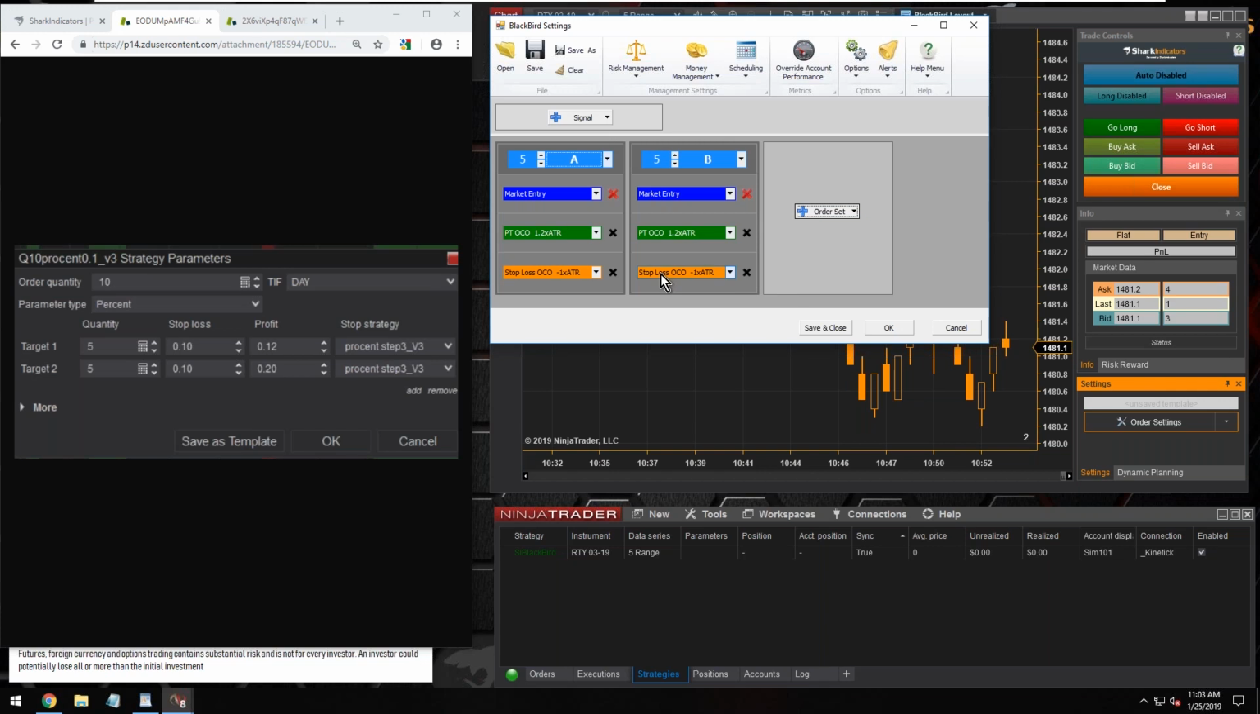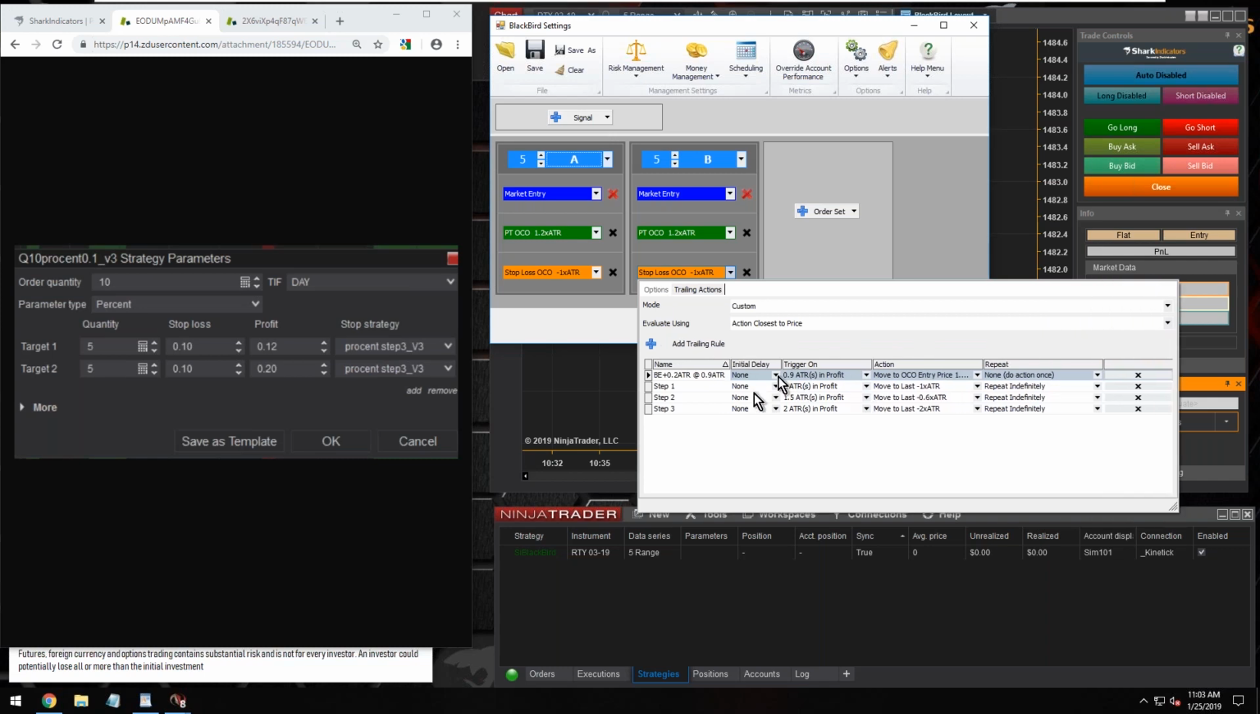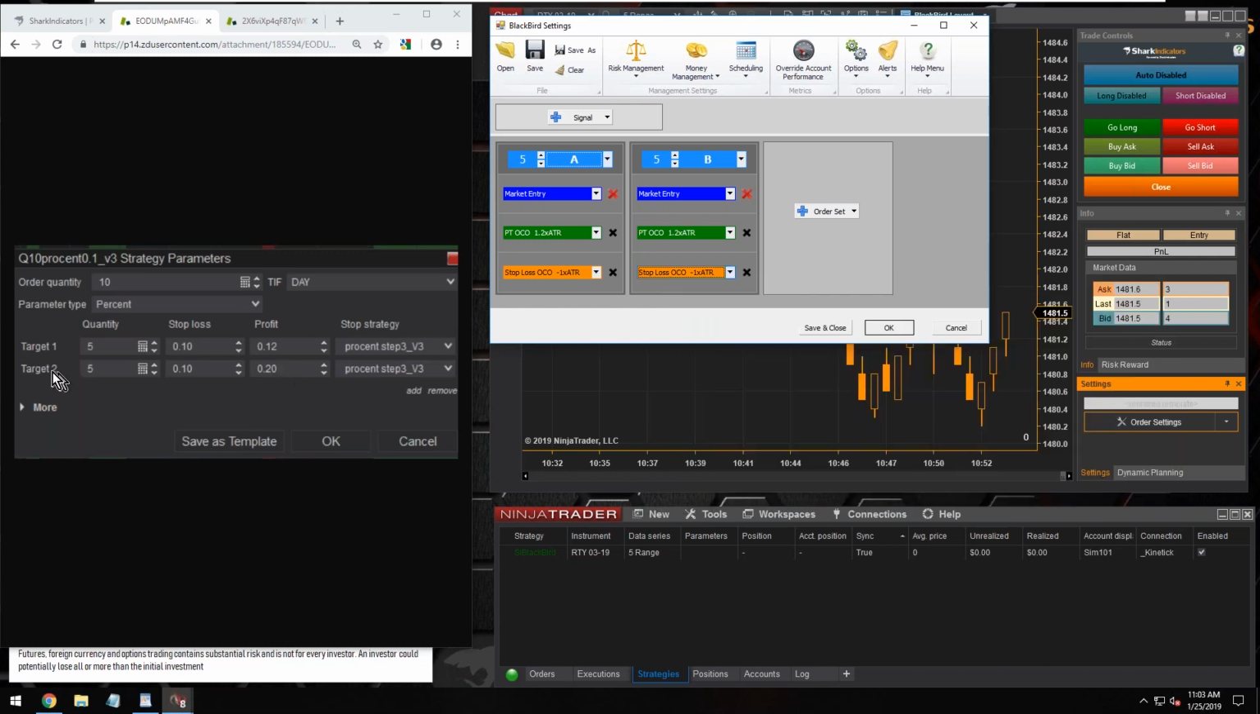And so now if we go into the stop loss, there are all of our trailing rules, all copied for us. Now all we need to do is, let's see here. Yeah, the stop losses are the same for each profit target, so we don't need to adjust that. We just need to adjust the profit target itself.